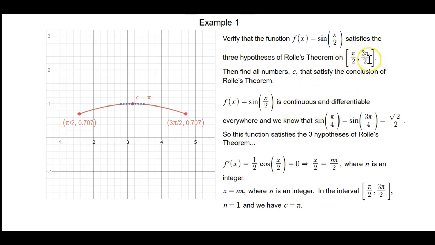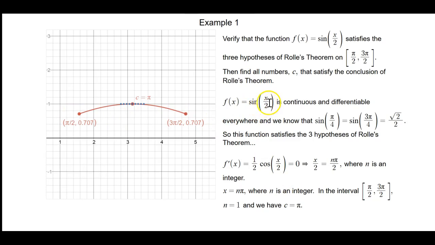If we evaluate the function at the endpoints, the sine of pi over 4 is equal to the sine of 3 pi over 4, and those are equal to the square root of 2 over 2. So since the y values at the endpoints are equal, this does satisfy the hypotheses of Rolle's theorem. So then we know that there's a number c where the derivative of this function is 0 inside this interval.